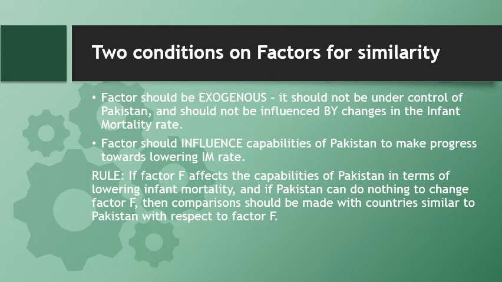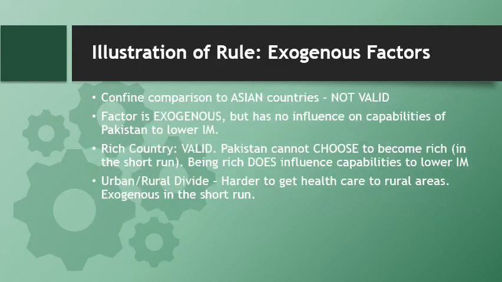And so basically we can formulate a rule as follows, that if there is a factor, exogenous factor F, which affects the capabilities of Pakistan in terms of what it can do to lower infant mortality, and if Pakistan can do nothing to change this factor, which makes it exogenous, then we should compare Pakistan to countries which are similar to Pakistan with respect to this factor. Stated in this abstract way, the rule is hard to understand, but when we illustrate it with examples, it will become clearer. So first, let's think about exogenous factors.